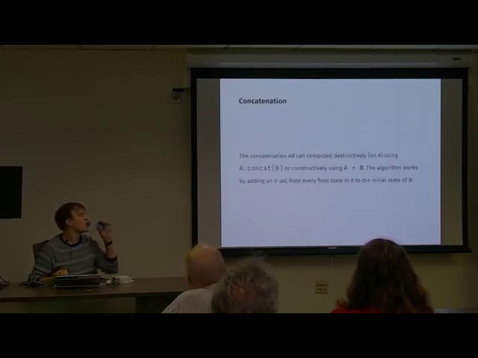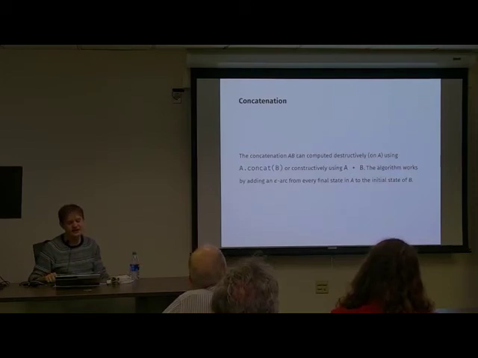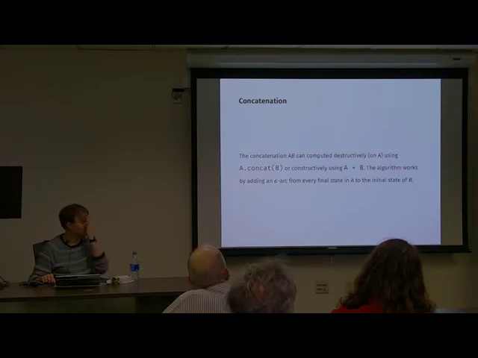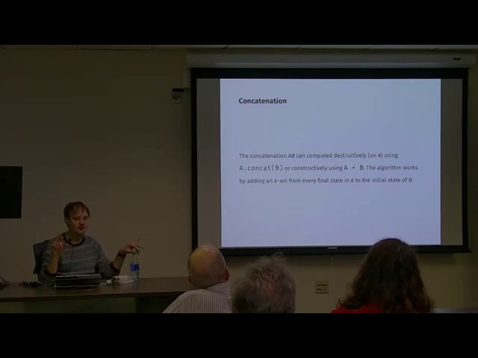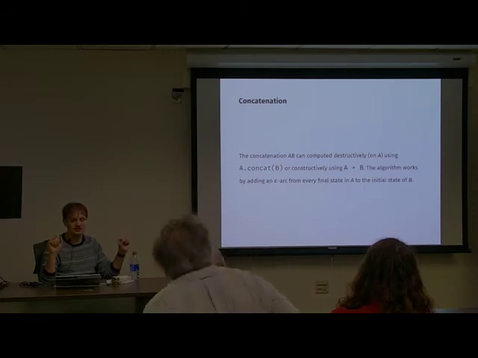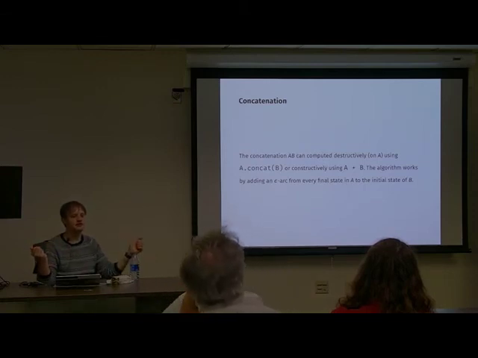So the concatenation of two machines A, B can either be computed destructively on A by saying A dot concat B, where A and B are FSTs. That just works. And what that will mean is that I actually will concatenate B onto A. A will be mutated. B will be kept clean. B will not be changed at all. Or I can do it constructively, using the plus operator, which I've overloaded in Python.